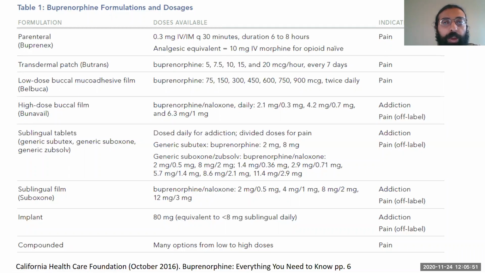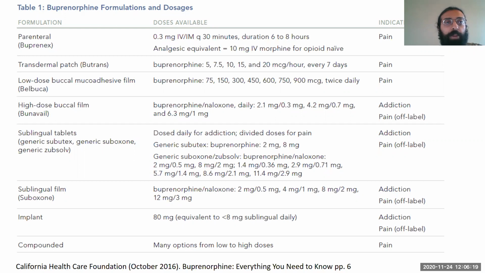There are many different forms of buprenorphine available. Of course, there's the IV buprenorphine, Buprenex, which we don't use in treatment of opioid use disorder. That's used more for treatment of acute pain. Believe it or not, the first documented use of buprenorphine in the United States was the use of this IV buprenorphine to treat pain related to myocardial infarction, a heart attack, back in the 1960s. So that's actually the first indication for it.